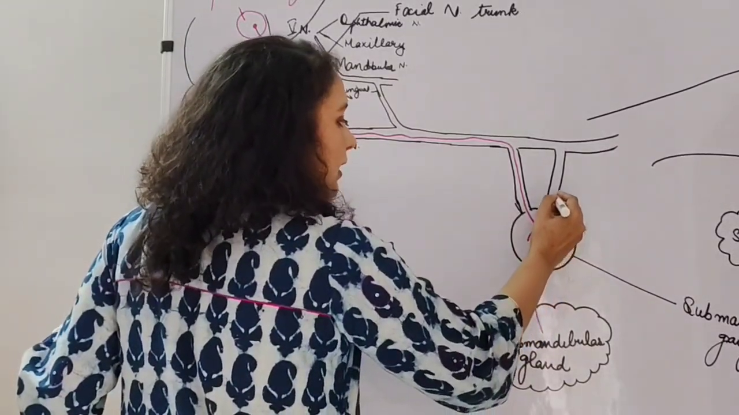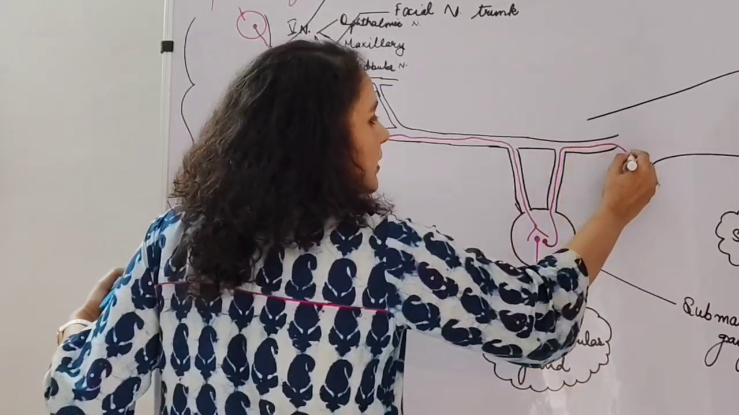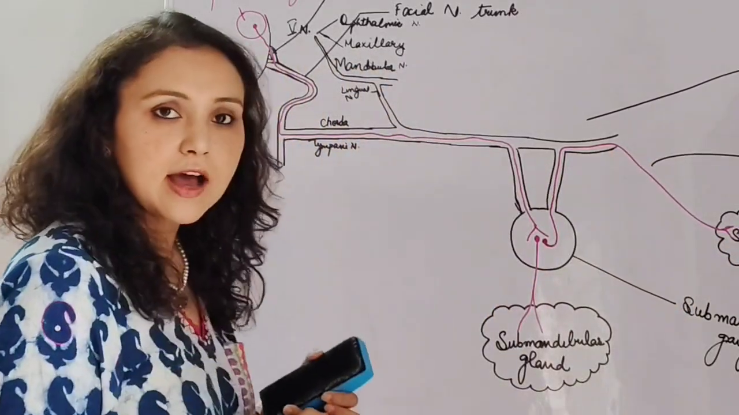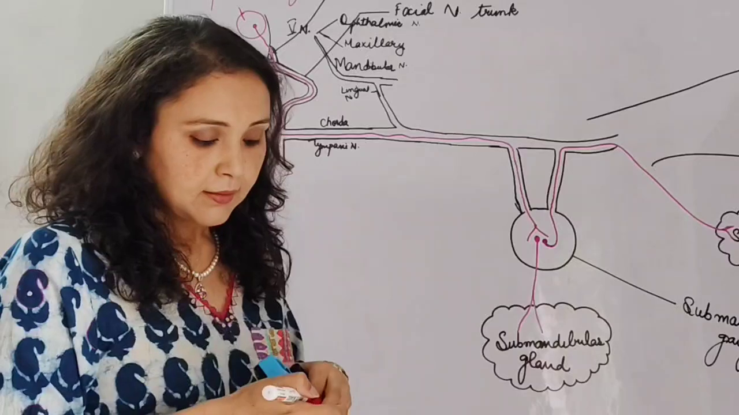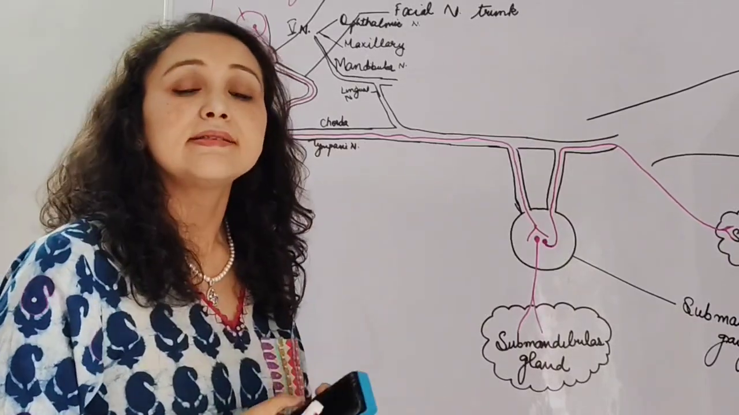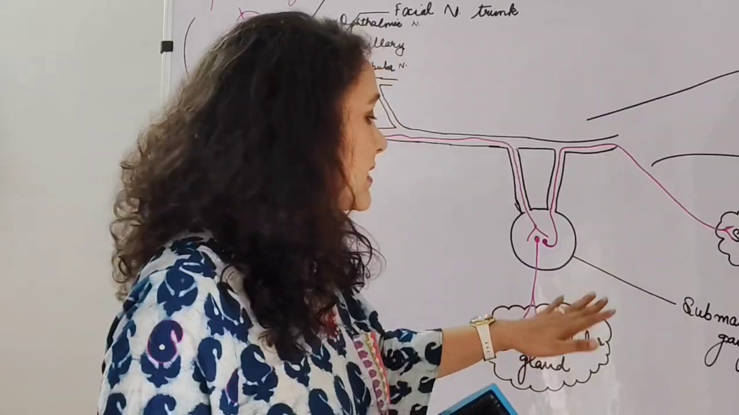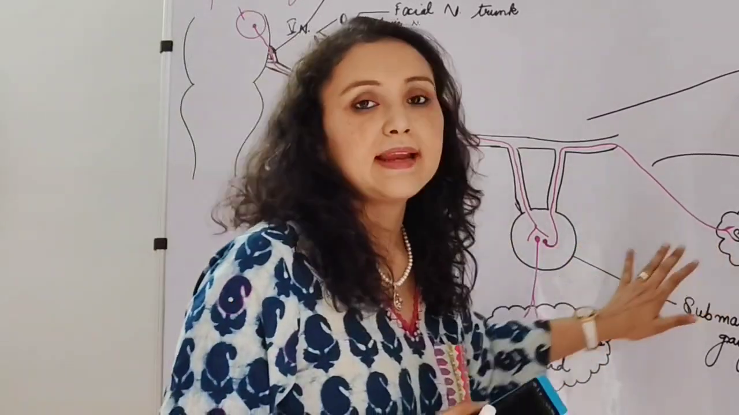They will leave the ganglion through the anterior root and they will be reaching the sublingual gland. So this is how the parasympathetic secretomotor component, which is going to stimulate these glands to produce secretions, reaches these glands.